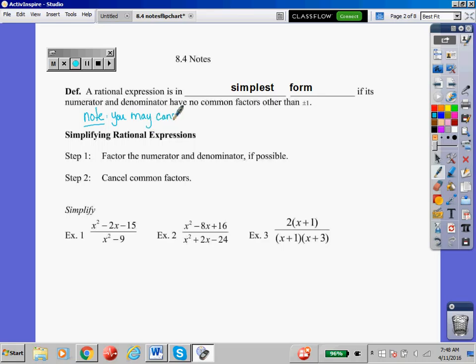You may cancel common factors, but not terms. This is very, very, very important because I have students every year in Algebra 2 try to cancel terms when you can't do that. Factors, and so I think we've got a little bit of space here to the right.